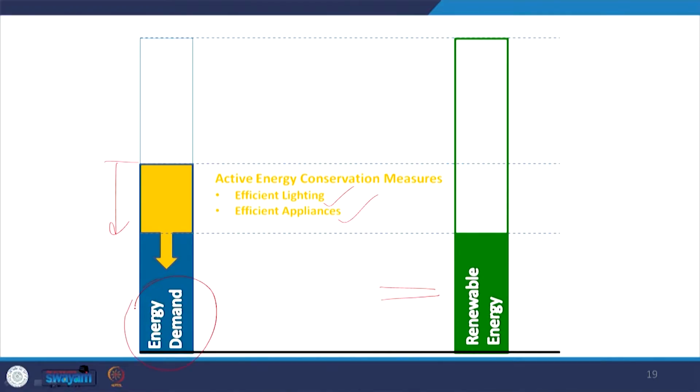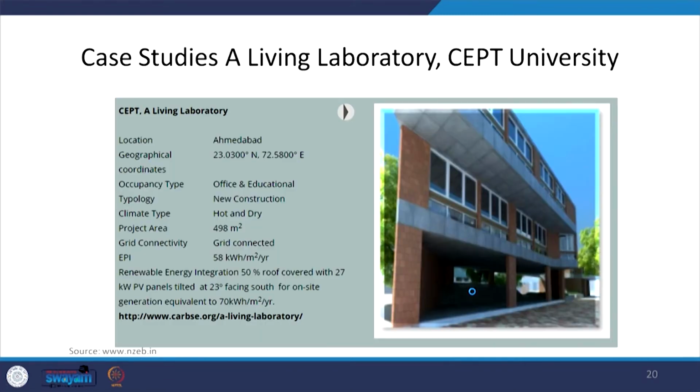So, it is a two-step process. First of all, reduce the energy demand, and whatever that reduced energy demand is, we substitute it using the renewable energy. This concept of net zero energy is picking up momentum across the world and also in India.